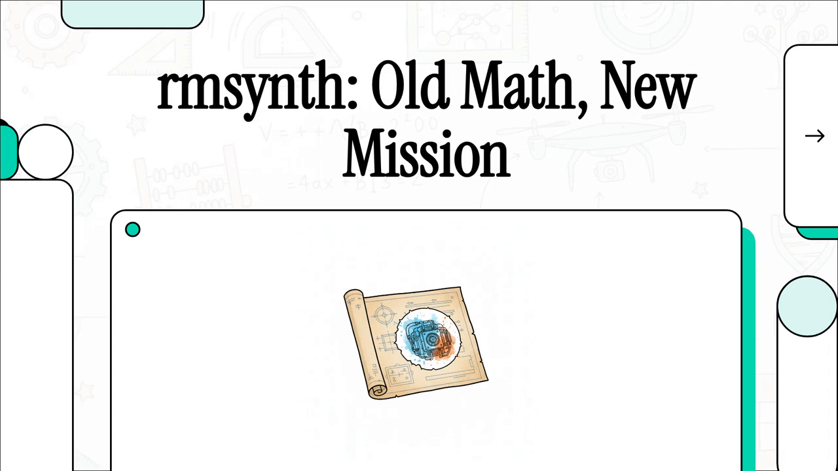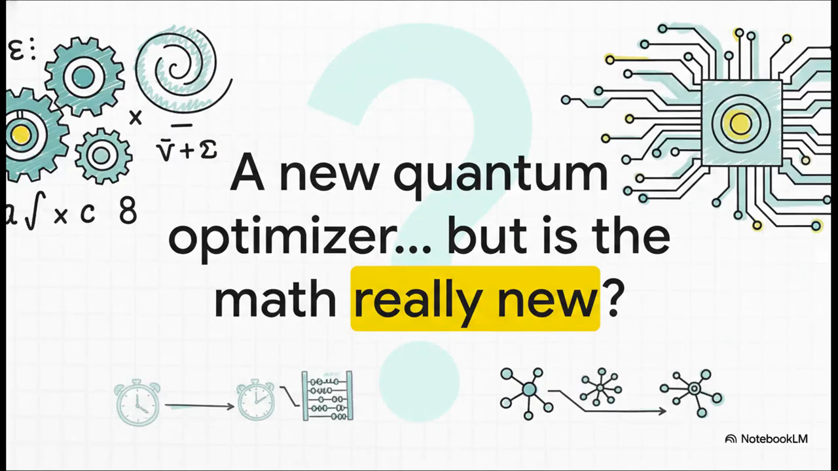So today we're diving into something called rmsynth. It's a new quantum circuit optimizer, and on the surface, it looks pretty cool. But the really fascinating part is that it's built on some surprisingly old math, which of course immediately makes you wonder, hasn't this all been done before? I mean, let's be real, it's a totally fair question, and it's exactly the one we're going to unpack today. Because once you start digging, the answer is way more interesting than just a simple yes or no.